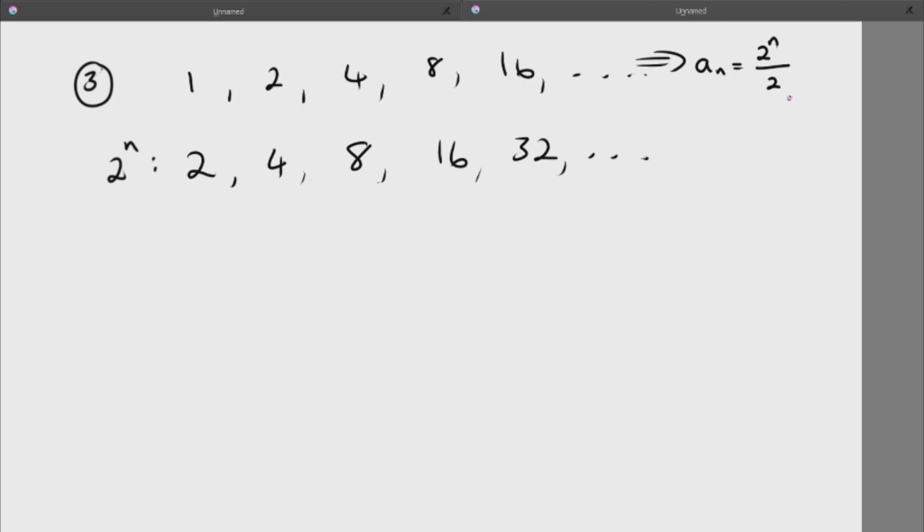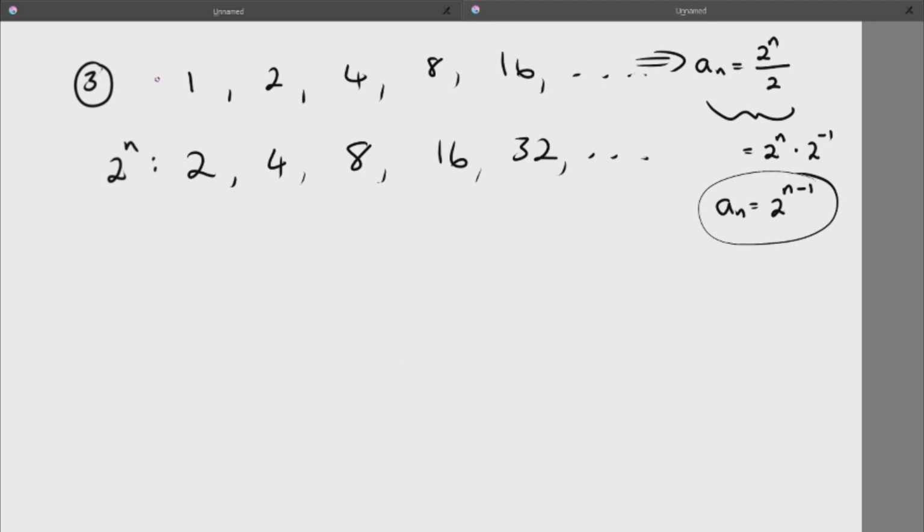But I want to elaborate on this a little bit. Notice that this can be written as 2 to the n times 2 to the negative 1. And then when I put these guys together, I add the exponents to get that. So that's another formula for the same thing. And that tells me something. That tells me more than you might think right now.